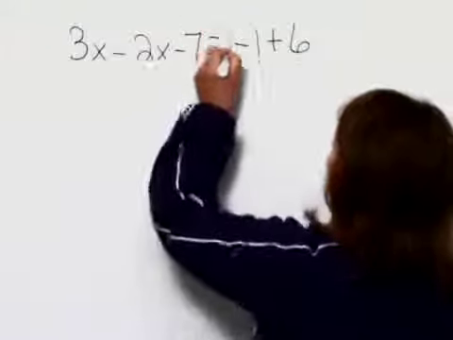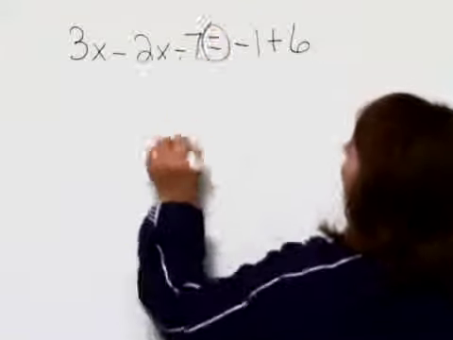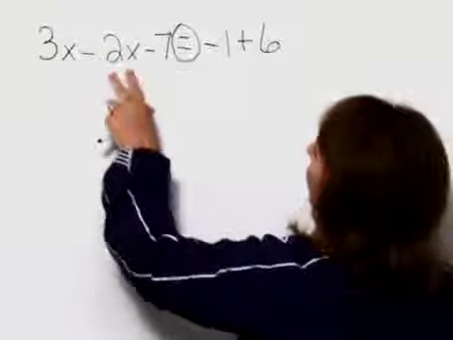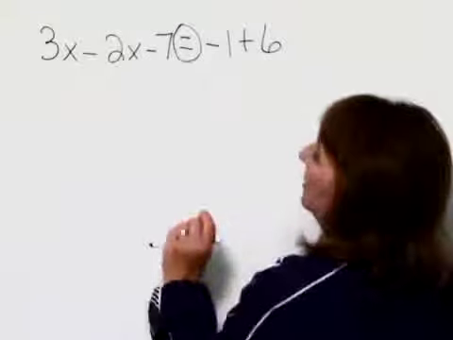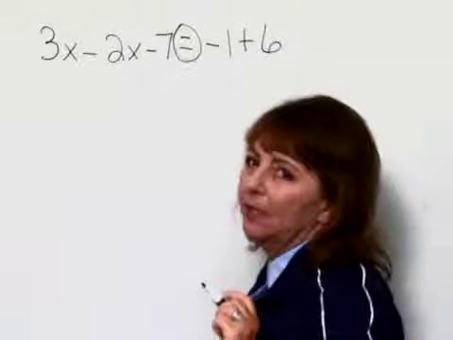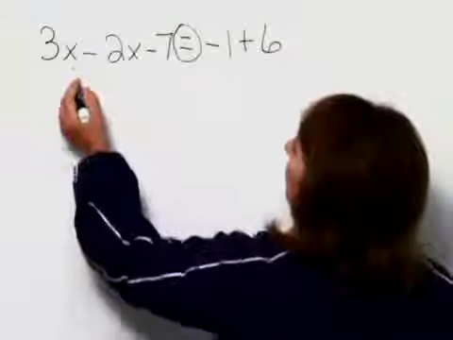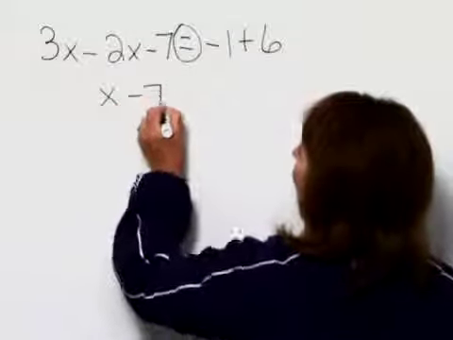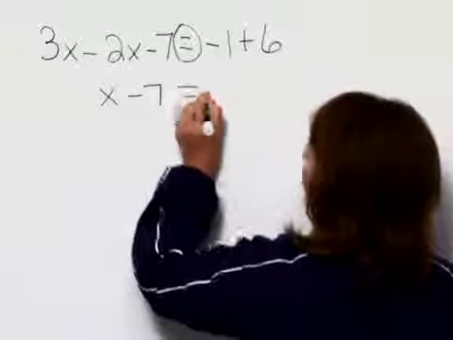We're solving the equation. I like to circle the equal sign. First of all, we can see it's the equation. We can see what the left side is and the right side. The first thing we want to do before we begin solving is to simplify each side. So we have 3x minus 2x gives us an x minus 7. Copy down the equal sign.